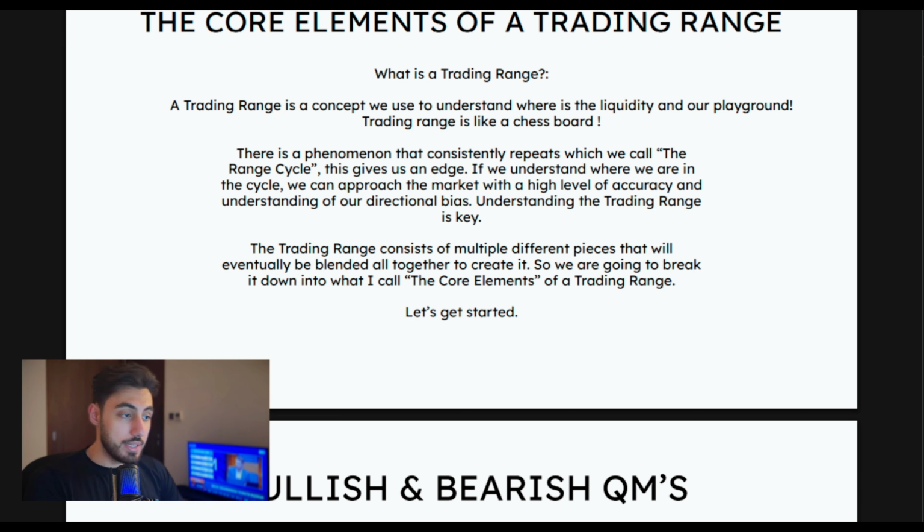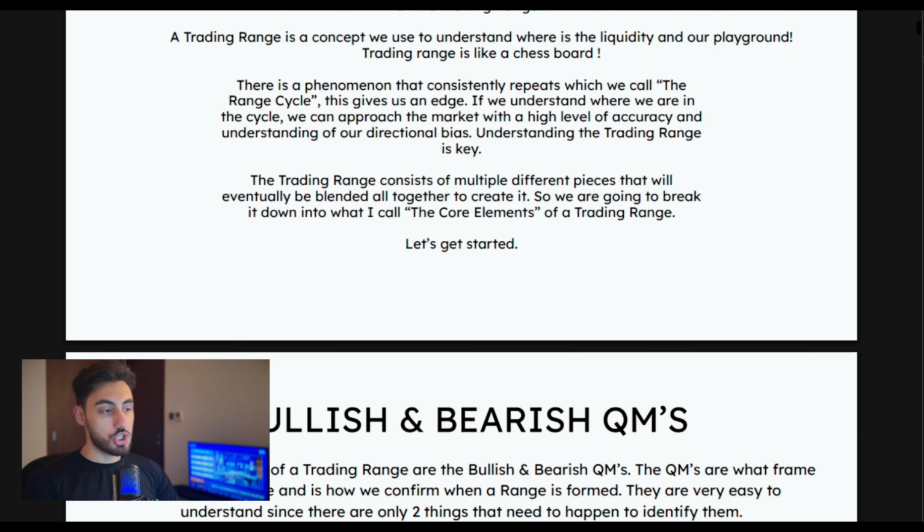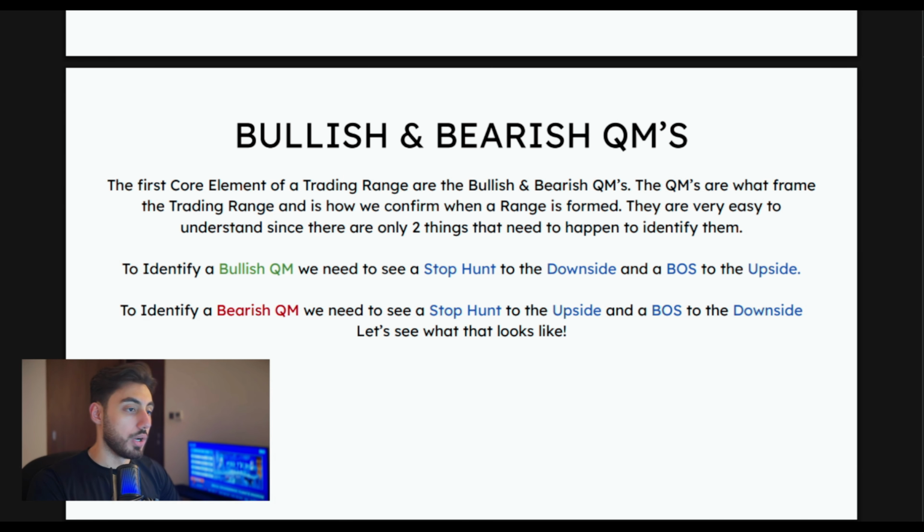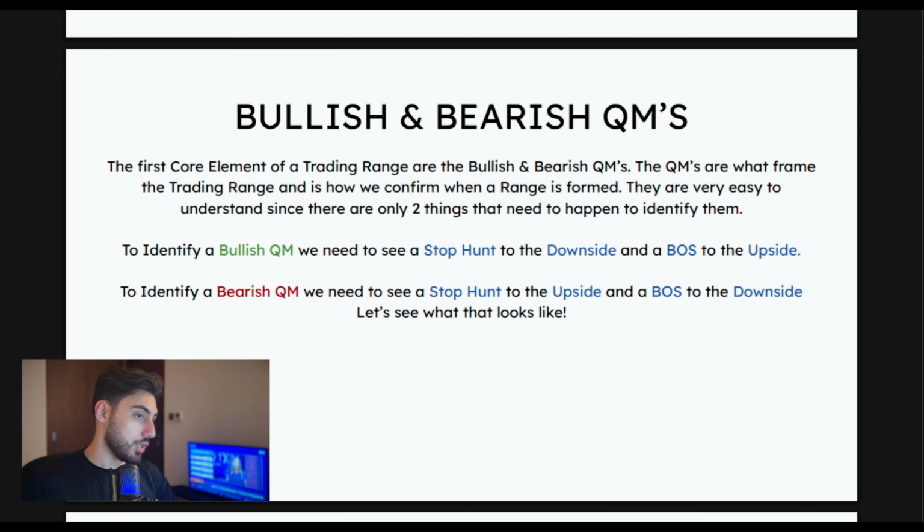Now, the trading range consists of multiple different pieces that we will eventually blend together to create the core. We call these the core elements. So let's start with the bullish and bearish QMs. The first core element of the trading range is the bullish and bearish QM. This is the basic, maybe a lot of you know this. The QMs are what frame the trading range and how we confirm when a range is formed.